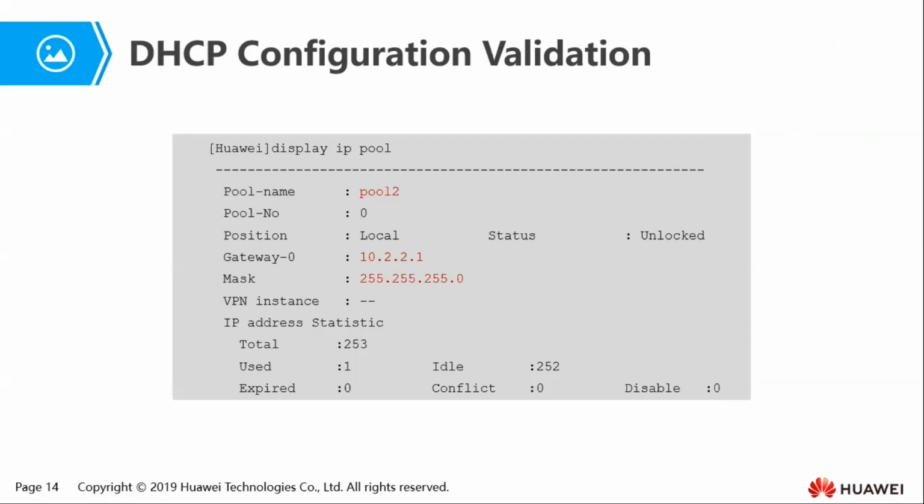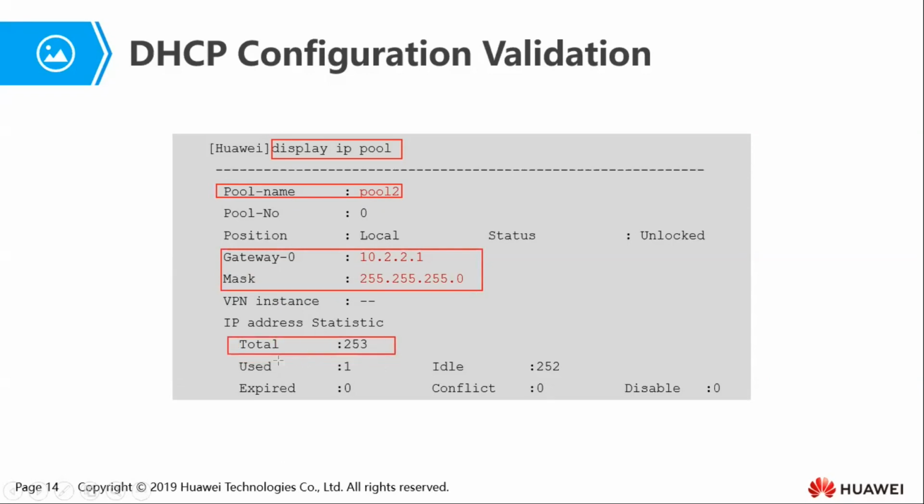Yes, please. Okay, so we can use the command display IP pool to see what we just created. So we can see the pool name is pool 2. We can see that we specify the gateway and the mask. And here we can see the statistics: total, used, idle, expired, conflict, disabled.